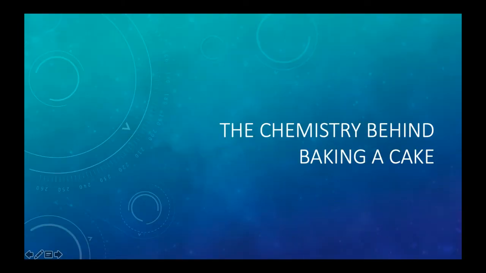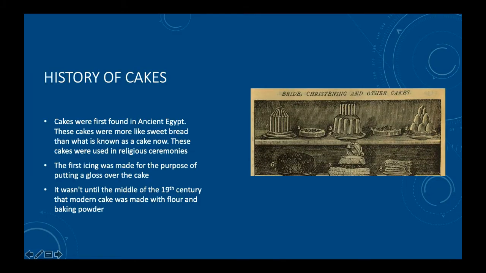The chemistry behind baking a cake. Cakes were first found in ancient Egypt. These cakes were more like a sweet bread than what is now known as a cake. These cakes were used in religious ceremonies. The first icing was made for the purpose of putting a gloss over the cake. It wasn't until the middle of the 19th century that modern cake was made with flour and baking powder.